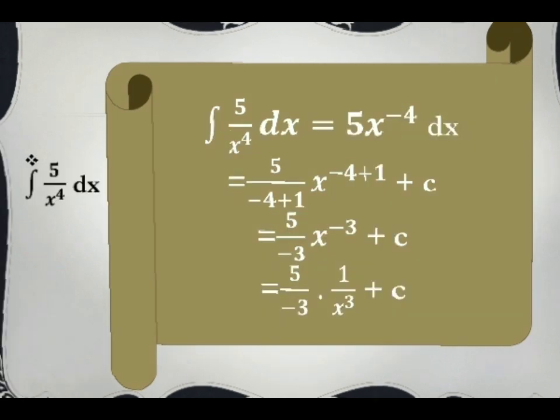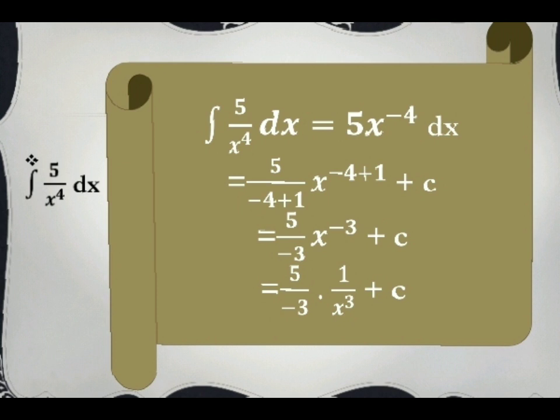Another example, we are given the integral of 5 over x raised to the power of 4 dx. To copy the equation, we have the integral of 5 over x to the power of 4 dx equals the integral of 5x raised to the power of negative 4 dx. To simplify that, we have 5 over negative 4 plus 1 times x raised to the power of negative 4 plus 1 plus c. Simplifying, we have 5 over negative 3 x raised to the power of negative 3 plus c.